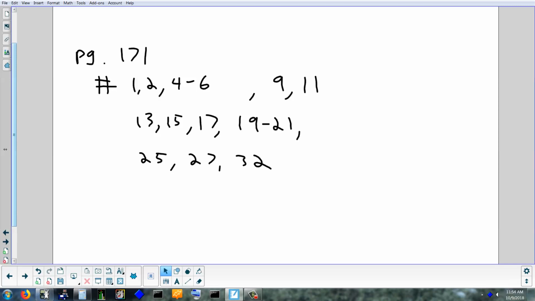Sometimes I erase a problem or I change one number. Like maybe I had 16 instead of 15. And that's why I didn't do 9 through 21 odd or something. I must have changed it.